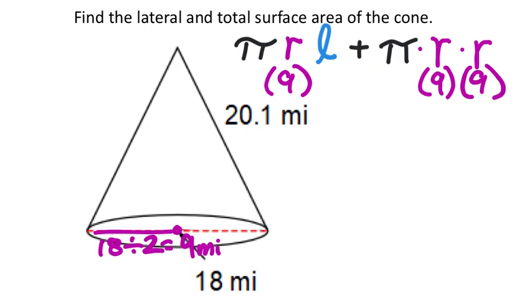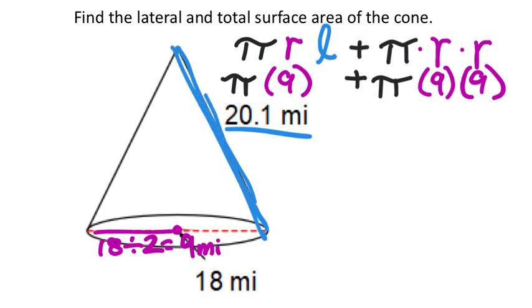And again, after we get all these values, you're just going to put this into the calculator, by the way. So it's going to be pi times 9 times the slant height plus pi times 9 times 9. And the slant height on this one was given here at 20.1 miles. They probably should have indicated that it's this slant height right here, but it doesn't matter which side it's on. Still 20.1, so I'm going to replace that L, which is slant height, with 20.1 right there. Okay, 20.1.